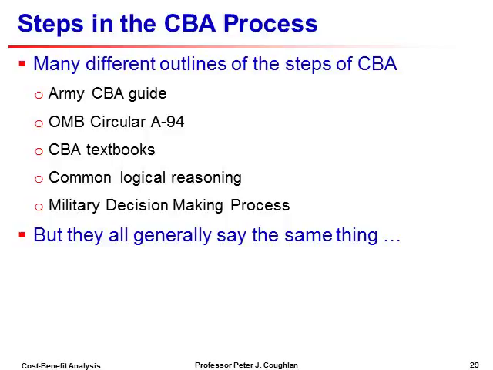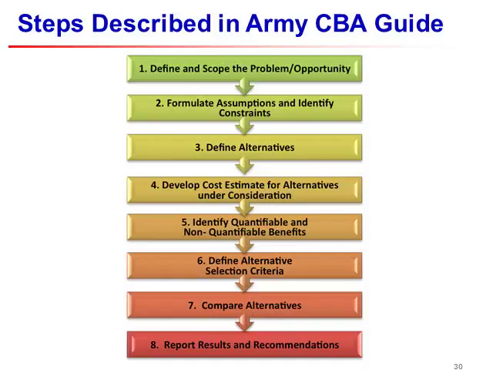Step 5 is to identify the quantifiable and the non-quantifiable benefits. Step 6 is to define the alternative selection criteria, again, how we will select among alternatives. Step 7 is to actually compare those alternatives according to those criteria. And finally, step 8 is to report the results and recommendations. In the second part of this presentation, I will go through each of these 8 steps in greater detail.